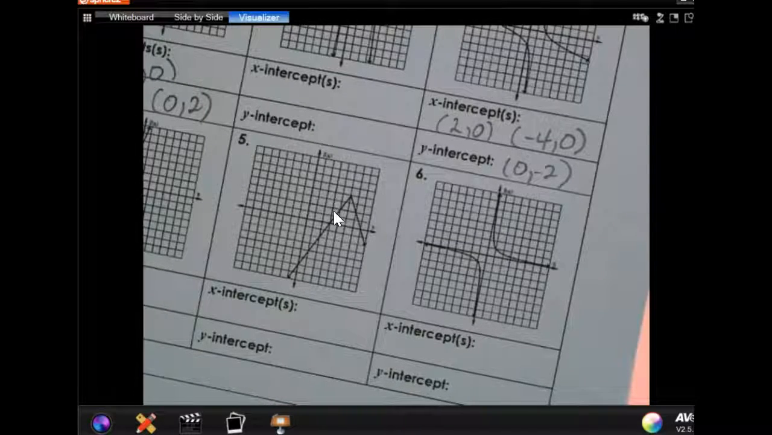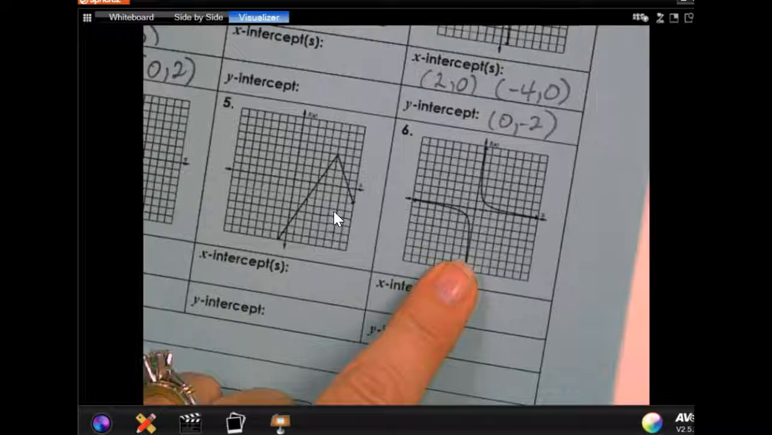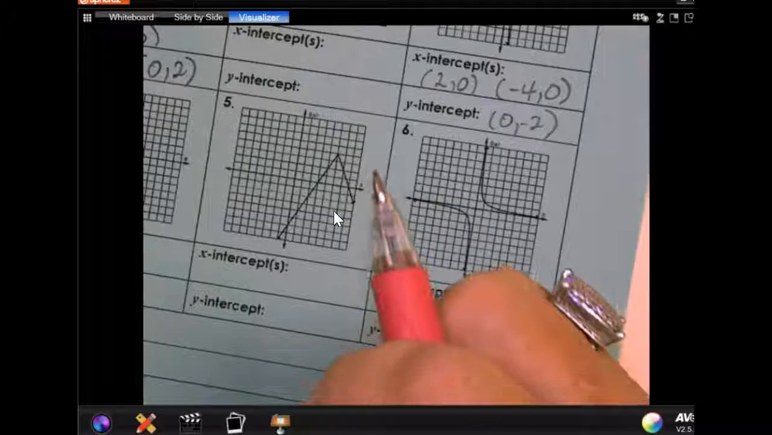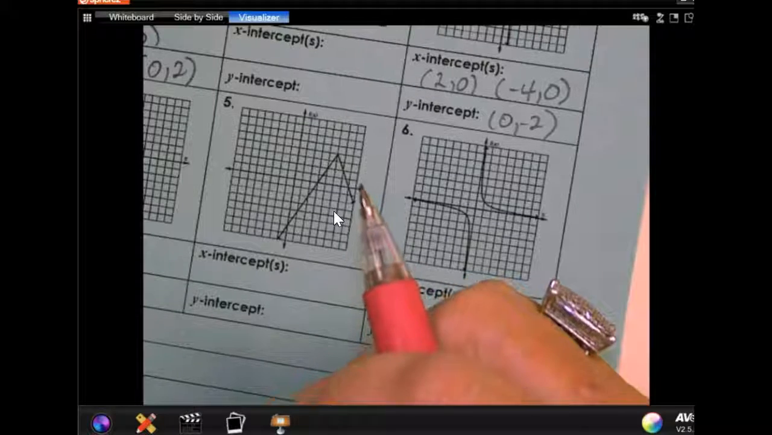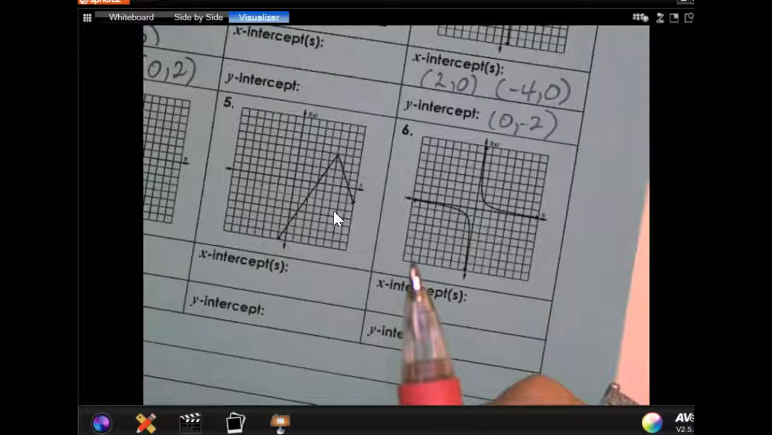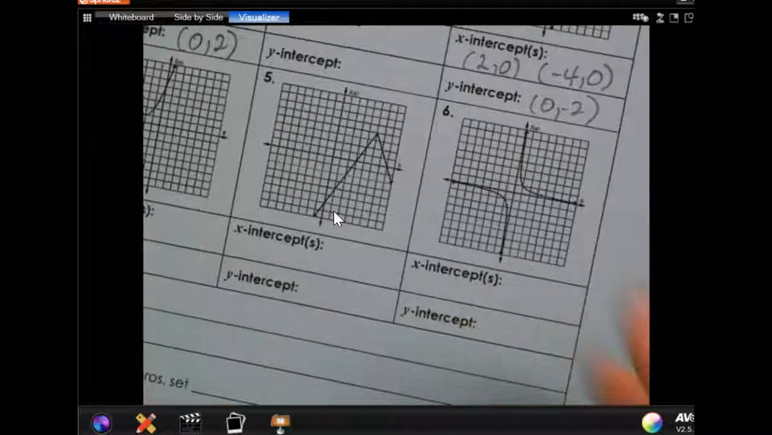It's the parent function of something. Number 6. Yeah, the one I was talking about. 2 asymptotes. I want to know what the parent function is of number 6. It is rational. Thank you. Thank you very much. Okay.